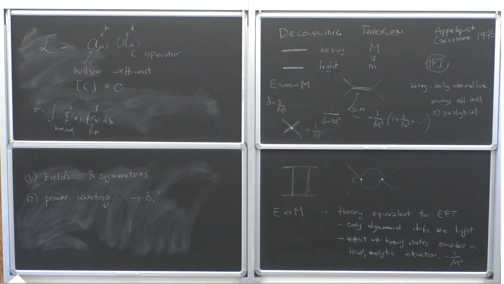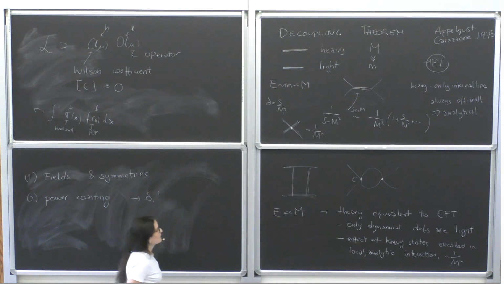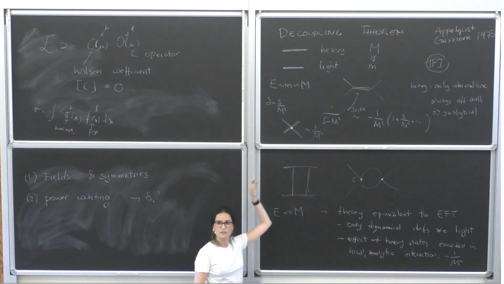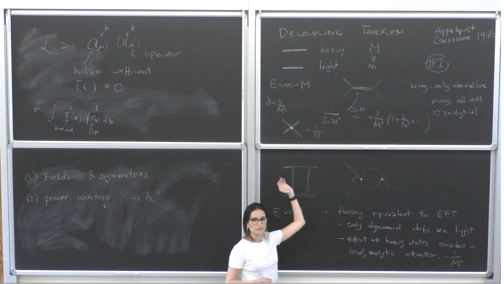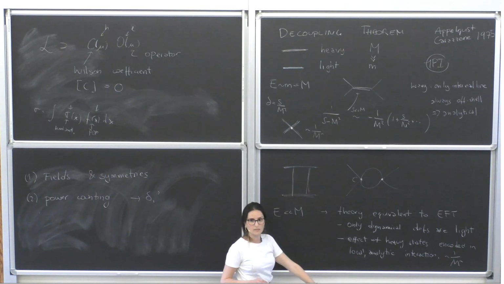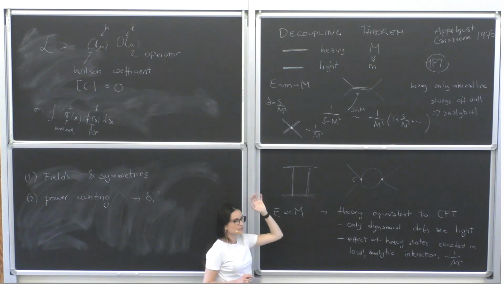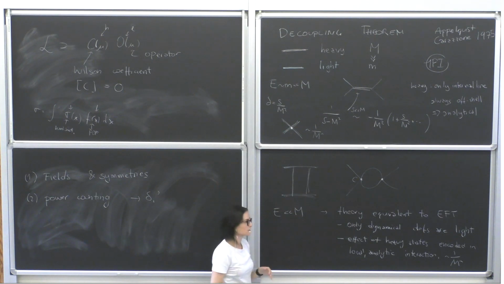So the idea here is that we're trying to kind of reverse this reasoning. The way that the decoupling theorem is formulated is that you start with a theory where you know that you have something heavy, you know that you have something light, and you do this operation of going to the limit of E much smaller than M. So this is the top-down approach, because you know what comes up and then you take the limit after.